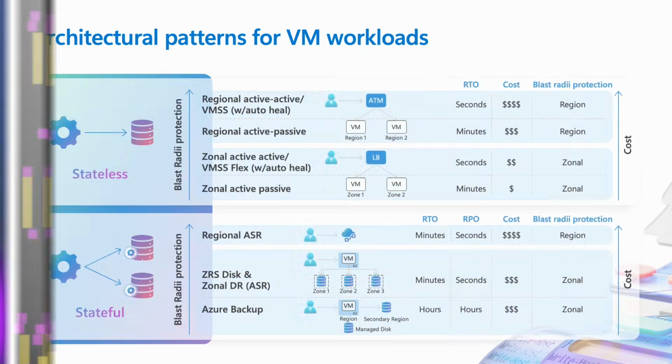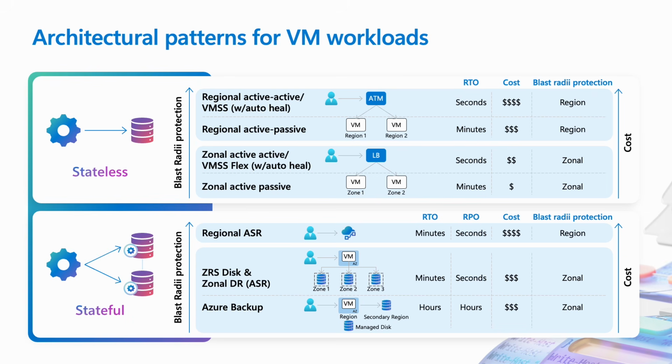The right design depends on your cost considerations, how much blast radius protection you need, and your recovery objectives. For stateless workloads, resiliency focuses on minimizing downtime rather than preserving data. Regional protection can be achieved through active-active or active-passive deployments using virtual machines or scale sets with auto-heal capabilities. If you need coverage across 2 regions, such as East US and West Europe, you must deploy separate instances in each region and use Azure Global Load Balancer or Traffic Manager for routing.